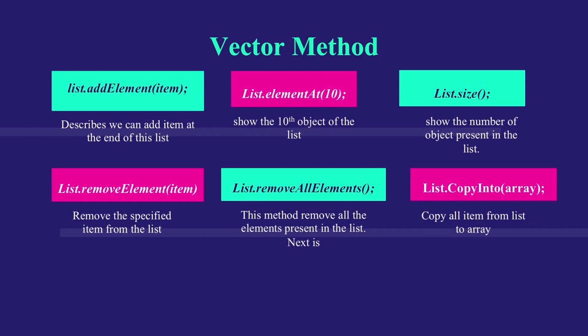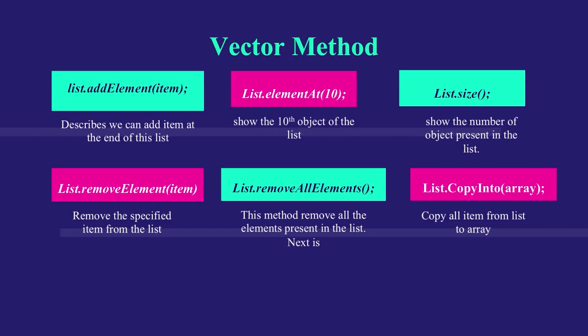Now let us talk about vector methods. I have mentioned a few of them. First is list.addElement, which adds an item at the end of the list. Next is list.elementAt(10), which shows the 10th element of the list. Next is list.size, which shows the number of objects present in the list. And next is list.removeElement, which removes the specified item from the list.